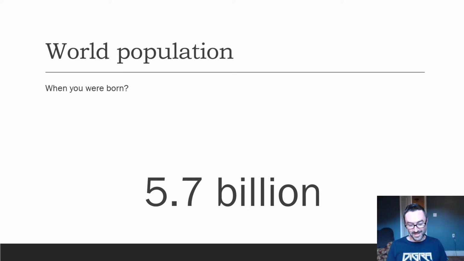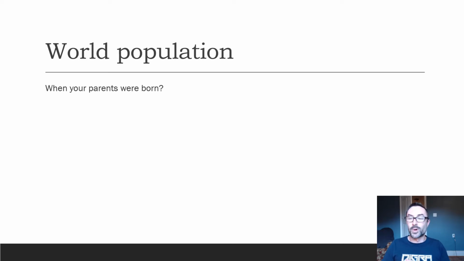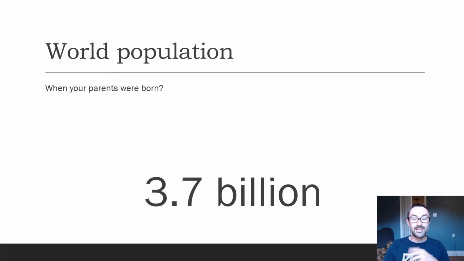How much is that? Seems like a lot. 2 divided by 5.7, 35%. The global population has increased by 1/3 in your lifetime. How about when your parents were born? Maybe about 3.7 billion. That's for 1970.